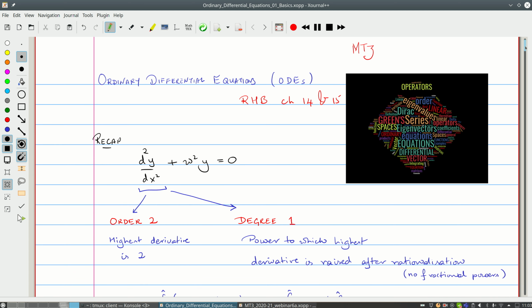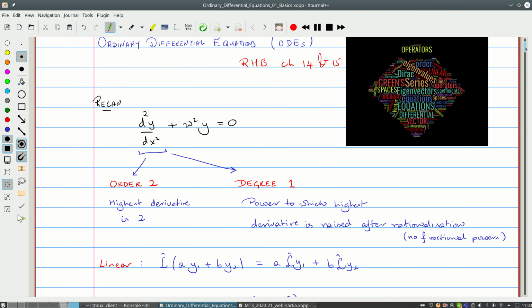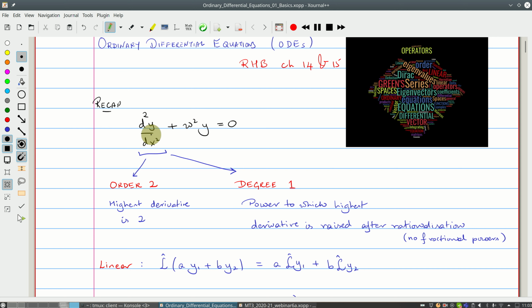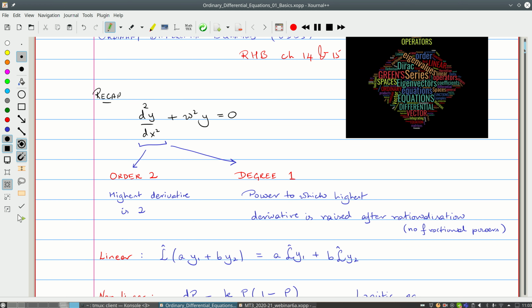Alright, so let's have a brief recap of what ordinary differential equations are. They are equations where you have some differential operator operating on some function y. When we're looking at ordinary differential equations, we generally have one independent variable, and that will be x or time, so position or time, but it's one dimension. So the function y is a function of x. You should recognize this equation. It's a simple harmonic oscillator equation.